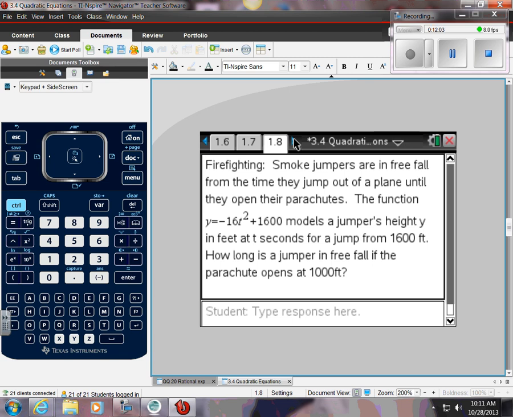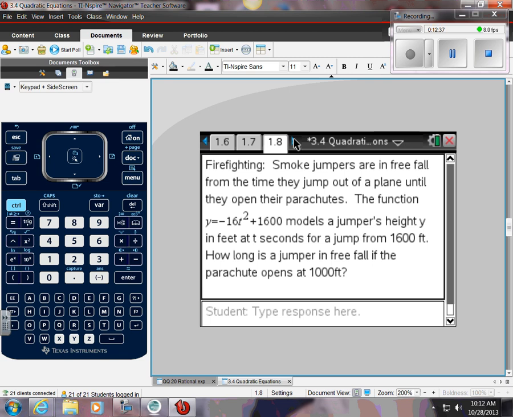Okay, firefighting. Smoke jumpers are in free fall from the time that they jump out of a plane until they open their parachutes. The function y equals negative 16t squared plus 1600 models the jumper's height. What's y? Height, in feet. At t seconds. What's t? Time in seconds, right? For a jump from 1,600 feet. So we're 1,600 feet high. We jump out. We're in free fall until what happens? Until the parachute opens. Okay.